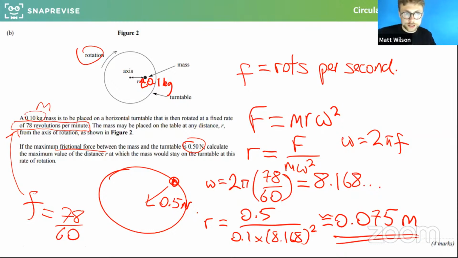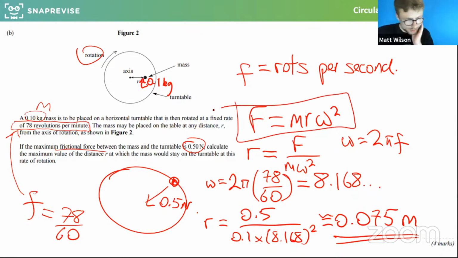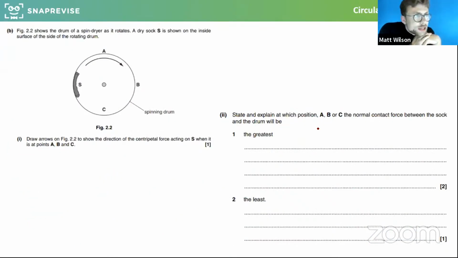The key to these circular motion questions, I used to find, is just to write all the formulas down and then try and see the connections between them. So here I was just like, okay, they've told me a force, so let's write down the formula for force. They've told me a frequency, so let's write down that one. And then I realized I've got everything I need. Okay, so the last one is a conceptual one.